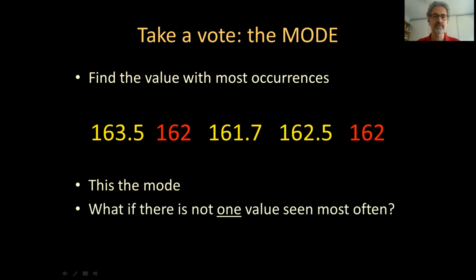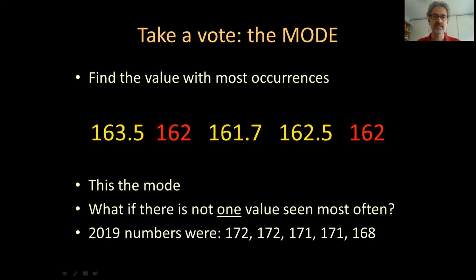Unfortunately, there is one complication with the mode, and that's that there may not be one value that's seen most often. For example, the measurements from 2019 for this same class exercise were the numbers you saw before, which have 172 twice and 171 twice. In this case, there is no mode.